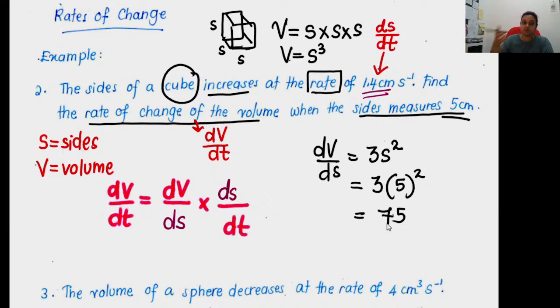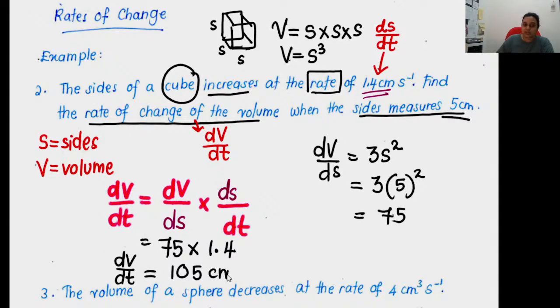From here you already know your dx/dt. So 75 times 1.4, we get 105. If you're not sure about the unit, you can leave it, but most of the time the unit is very easy. What you're finding is dV/dt, isn't it? Up is V, volume, which is centimeter cubed. Down is time, which is second, per second, to the power of -1. So you can write your answer like this.